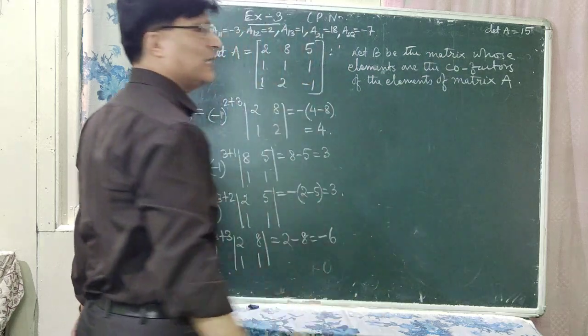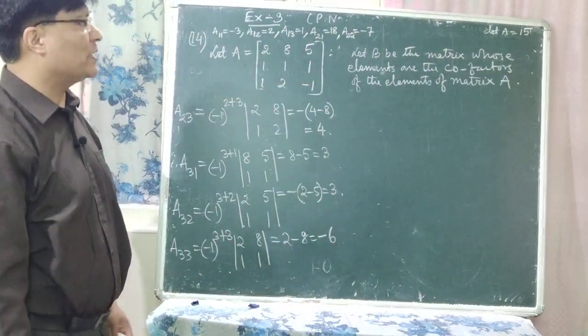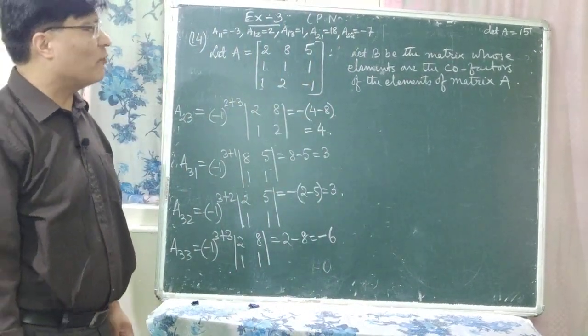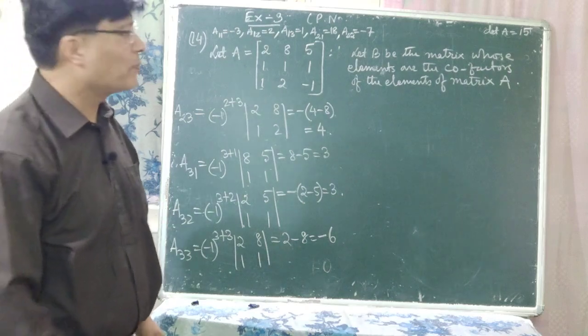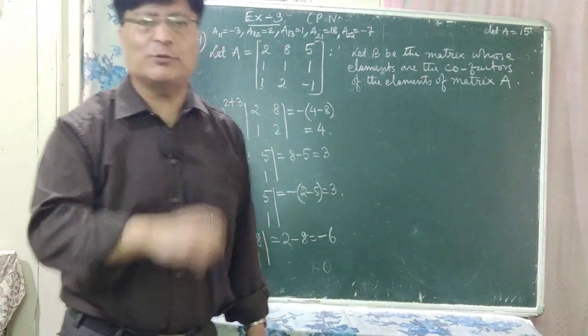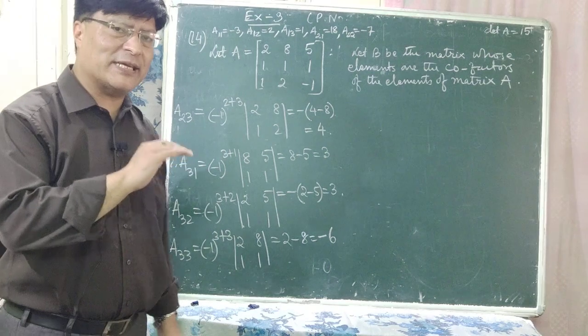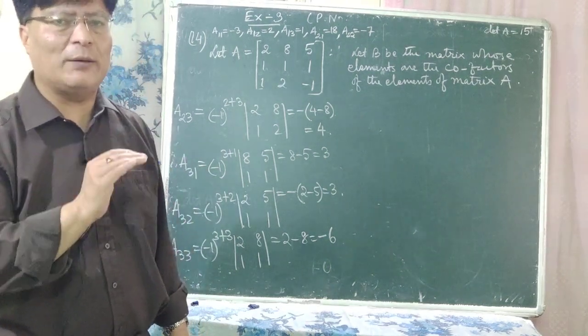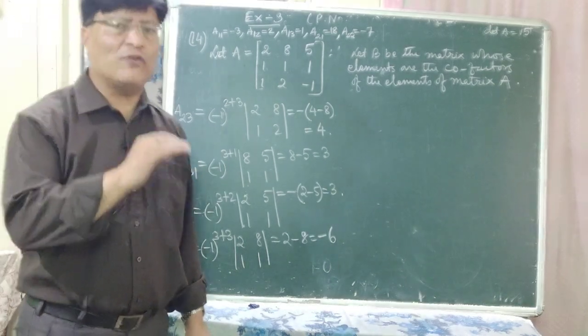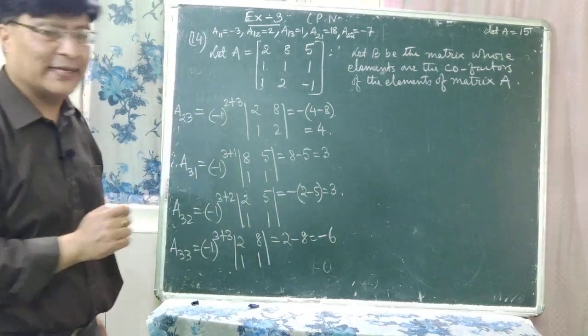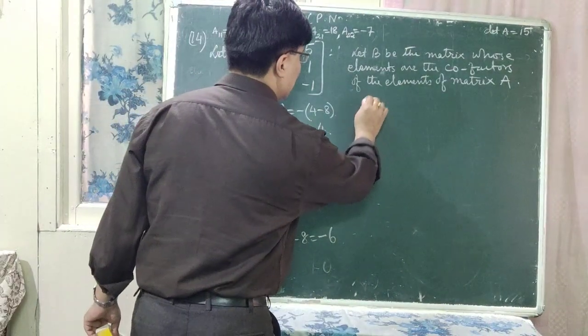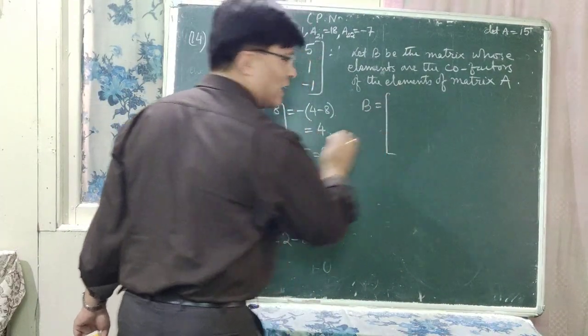Of matrix A. Let capital B be the matrix whose elements are the cofactors of the elements of matrix A. Now we have to write matrix B. In that matrix B, each and every element will be the cofactor of each element of the matrix A, right? So capital B. What is capital B now?